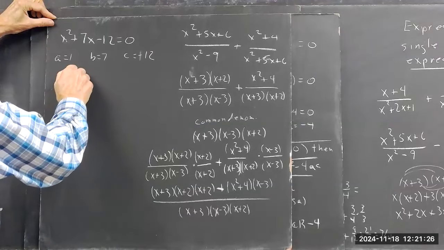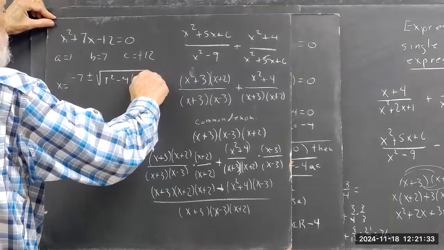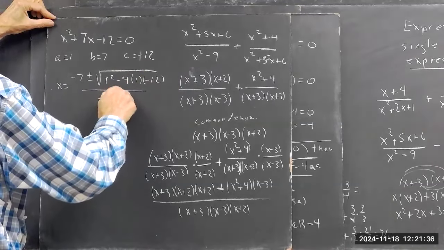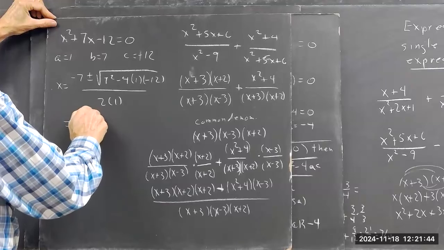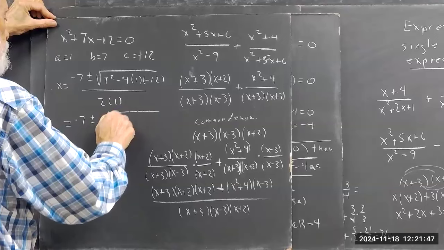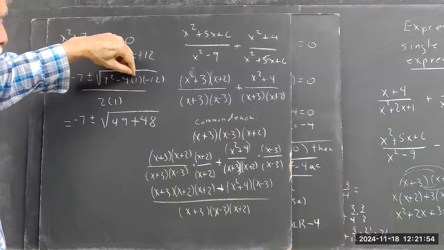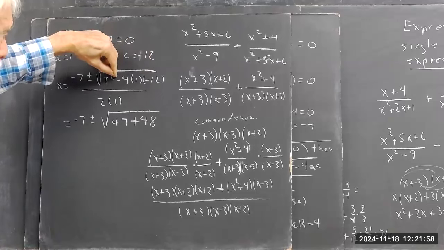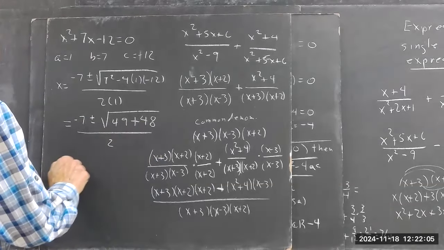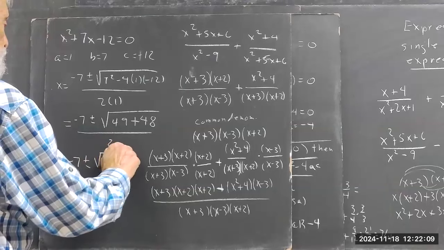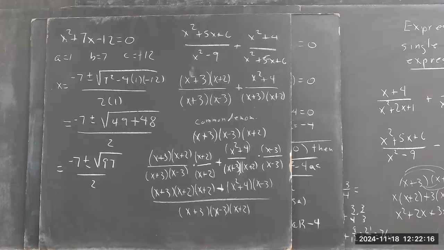So that X equals negative 7 plus or minus the square root of 7 squared minus 4 times 1 times negative 12, over 2 times 1. And of course, that equals then negative 7 plus or minus the square root of 49 plus 48, because 4 times 1 is 4, times negative 12 is negative 48, but you got a minus in front of that negative 48, that makes it a plus 48. Be careful about that because you don't want to make that error. That's negative 7 plus or minus the square root of 97 over 2.